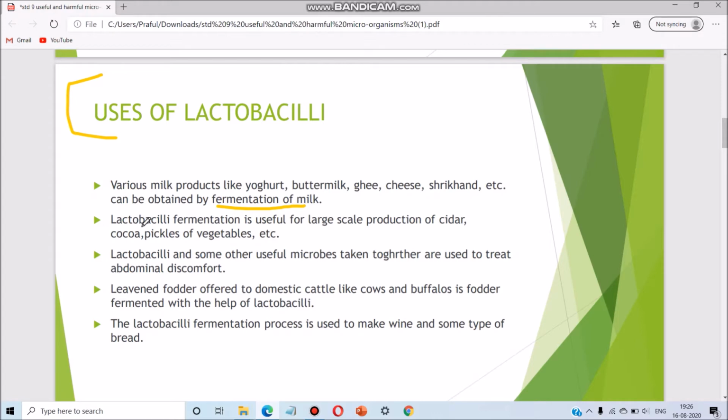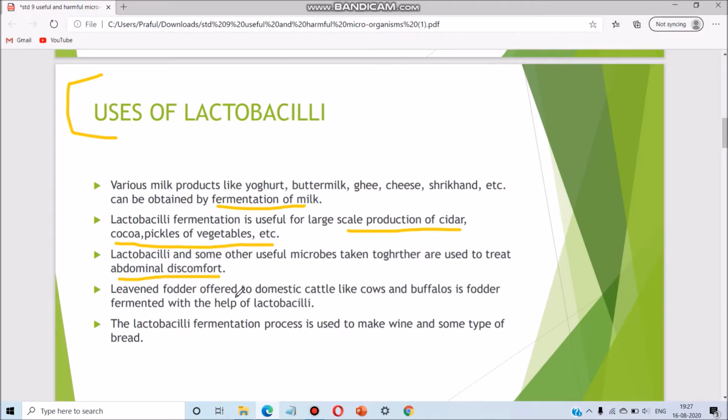Lactobacilli fermentation is useful for large scale production of cider, cocoa, pickles of vegetables, etc. Lactobacilli and some other useful microbes taken together are used to treat abdominal discomfort. Means if stomach pain is there, at that time they can be used.